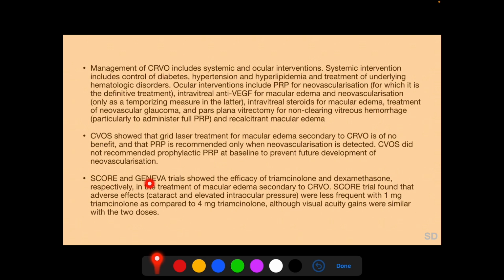SCORE and GENEVA trials showed the efficacy of triamcinolone and dexamethasone respectively in the treatment of macular edema secondary to CRVO. The SCORE trial found that adverse effects were less frequent with 1 mg triamcinolone as compared to 4 mg triamcinolone, although visual acuity gains were similar with the two doses of triamcinolone.